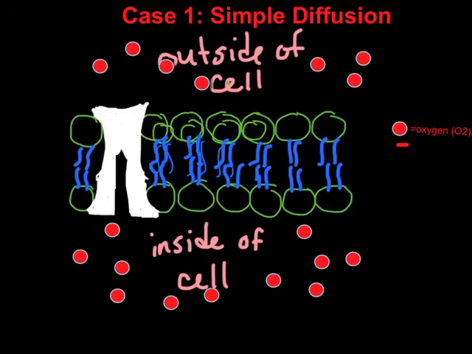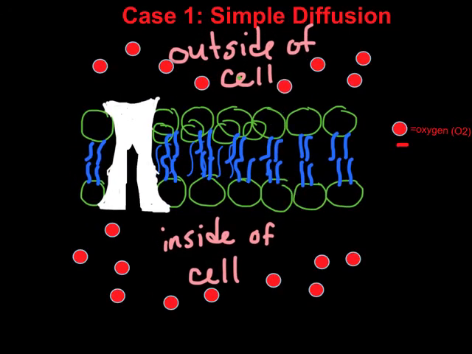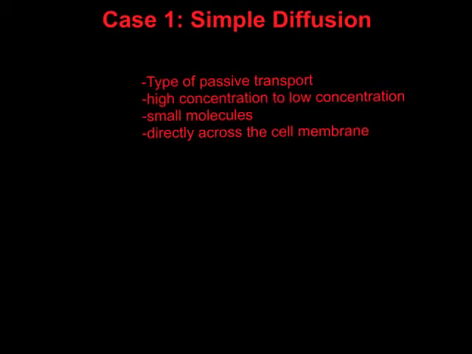At some point, they'll reach what we call equilibrium. Equilibrium is where the movement of them occurs at the same rate in and out because they're at equal concentration. But this is simple diffusion. Small molecules moving directly across the cell membrane. So exactly what defines simple diffusion is it's a passive transport, which means this molecule is moving from high concentration to low concentration without using energy. It's going to be small molecules only, and they're going to move directly across the phospholipid bilayer. Directly.